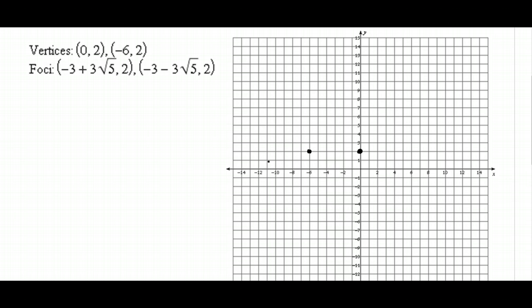Alright, so I know that the center is going to be directly in between these. Since these are 6 apart, I know my center is going to be right there. You can either just find it from the graph, or you can use the midpoint formula if you want to. I'll show you very quickly how you would use the midpoint formula to find the center.